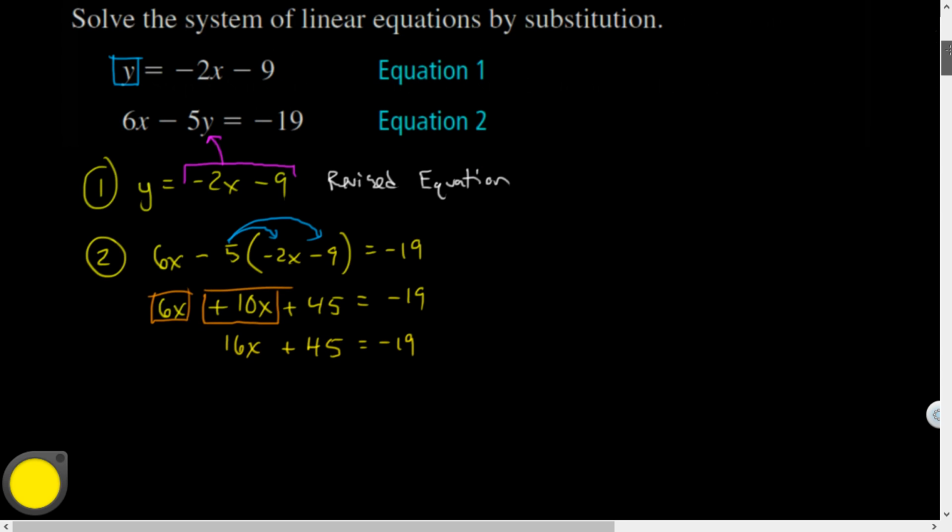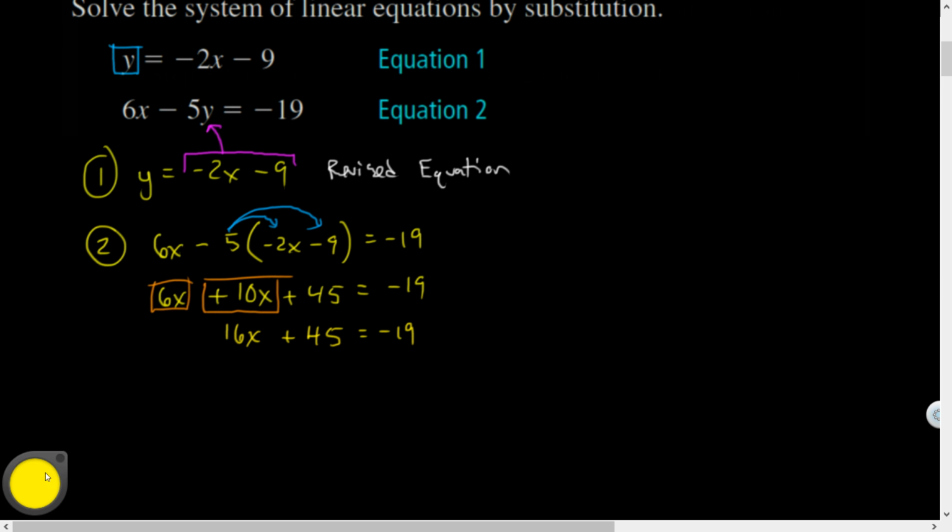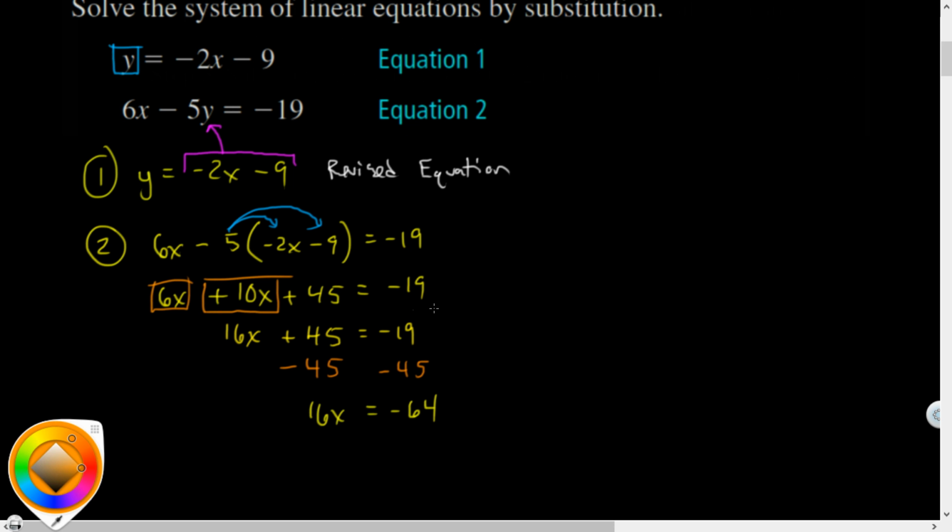Let's scroll down a little bit. I'm solving for x still, still on step 2. Subtract 45 from both sides. Oh dear. Oh boy. I'm going to have 16x equals, let's see, negative 19 minus 45 would be negative 64. Is that negative 64 perfectly? I think so. And how do I solve for x? I've got to do one more thing. Divide both sides by 16.